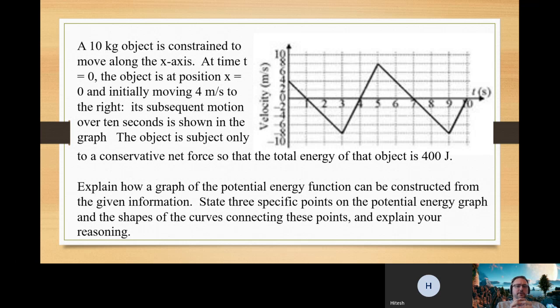Its subsequent motion over 10 seconds is shown in the graph. The object is subject only to a conservative net force, so that the total energy of the object is 400 joules. So that's important to know. We're going to be dealing with energy, and the max you can have is 400. Explain how a graph of the potential energy function can be constructed from the given information. State 3 specific points on the potential energy graph and the shape of the curve connecting these points, and explain your reasoning.